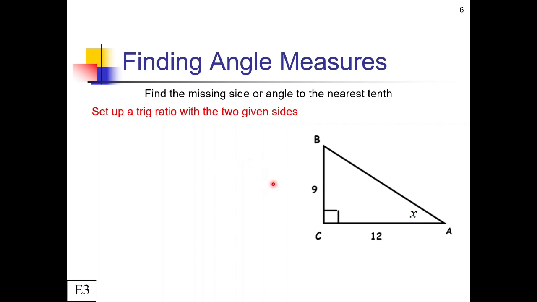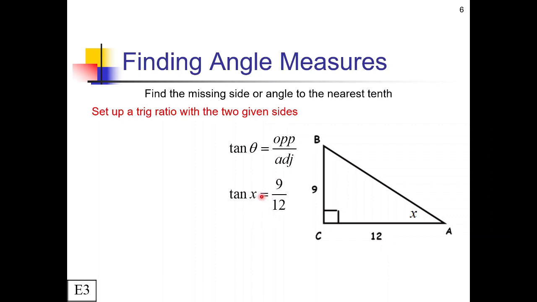All right, so taking a look at this, based on this x here, we have the opposite side, which is 9, and the adjacent side, which is 12. Opposite and adjacent, that's again going to be our tangent function, so opposite over adjacent. So now I can write tan of x equals 9 over 12. And that's my ratio equation that I have to solve.